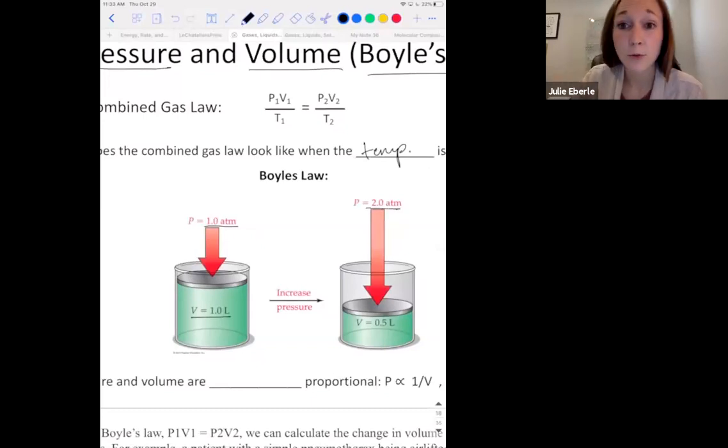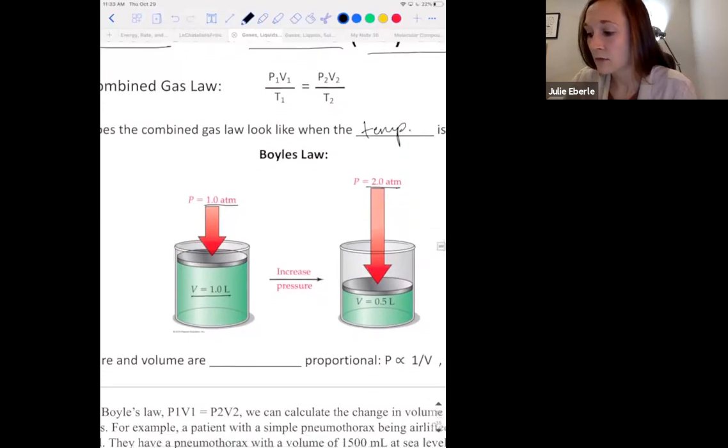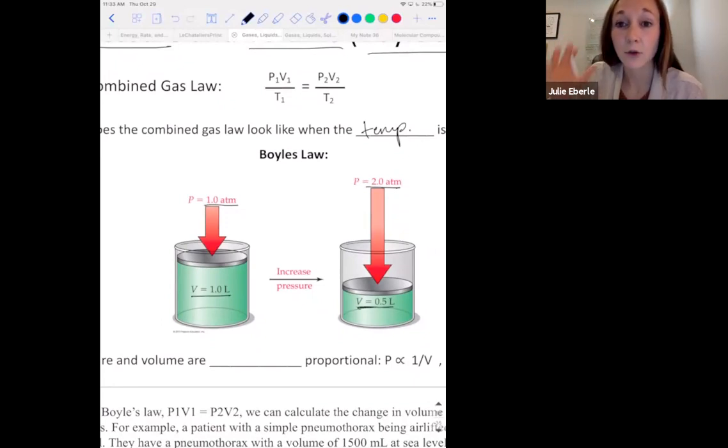So essentially we've doubled the pressure, right? 1 atm to 2 atm. What's going to happen to the volume? Well, to increase the pressure, we had to decrease the volume. If we're not changing temperature, to double the pressure, look what happened to volume. Volume got cut in half. So the relationship between pressure and volume is this simple. If you increase one, you have to decrease the other.